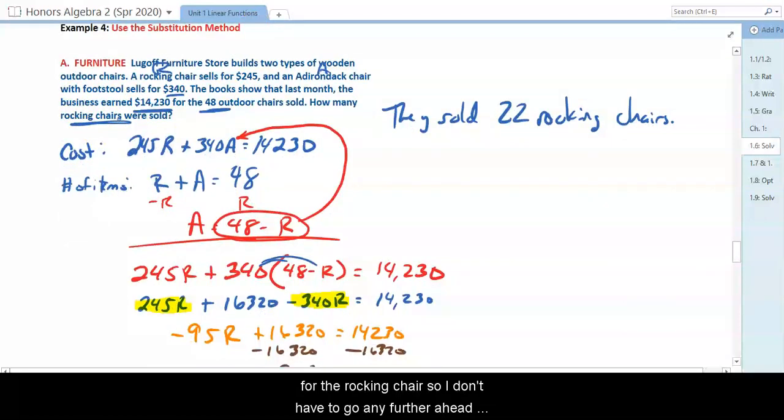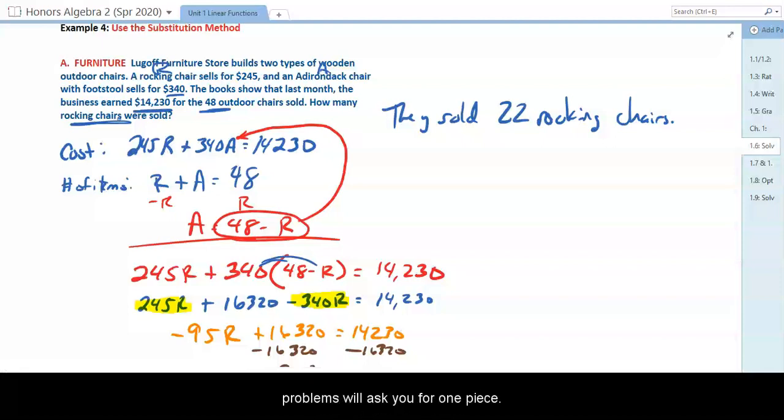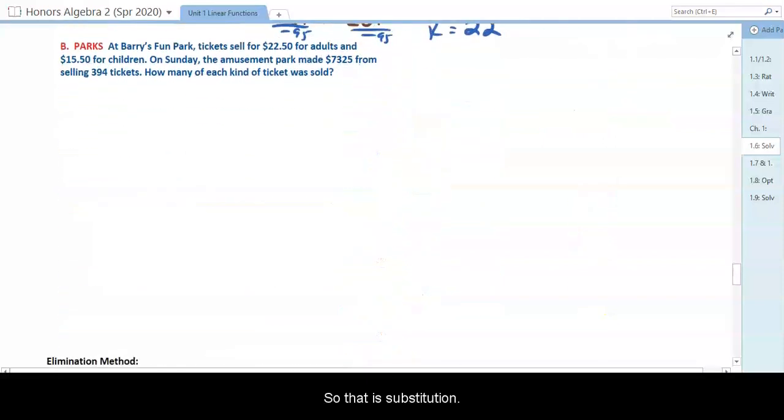And just a little hint here, that's what the SAT or ACT will do a lot of times, is they won't ask you for the whole ordered pair in these word problems, they'll ask you for one piece. And so you got to pay attention to which piece they're asking for, and save yourself some time and steps because you don't have to go as far if you solve it correctly and quickly. Because again, time is of the essence on the SAT and ACT. All right, so that is substitution.